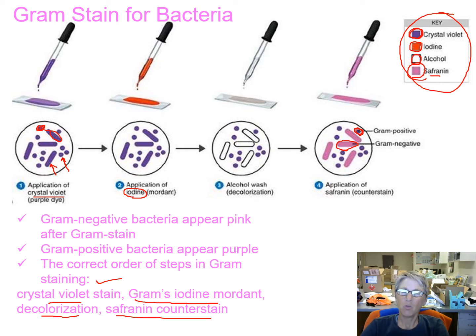And then you use this alcohol step to decolorize. So because these rods are gram-negative, they don't have that thick peptidoglycan layer. In the decolorizing step, they lose that purple color. But because these gram-positive cells that are purple have such a thick peptidoglycan layer, they hold on to the crystal violet. Then you give a counterstain, safranin, and while the gram-positive bacteria won't take up much of that stain, the gram-negative will take up that stain, because remember, they were decolorized, and they'll be pink.